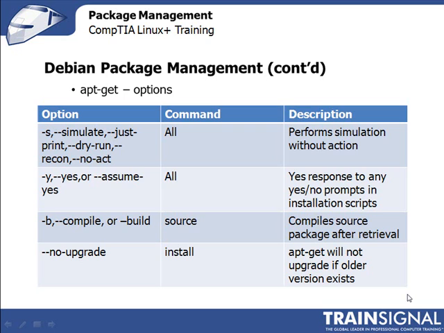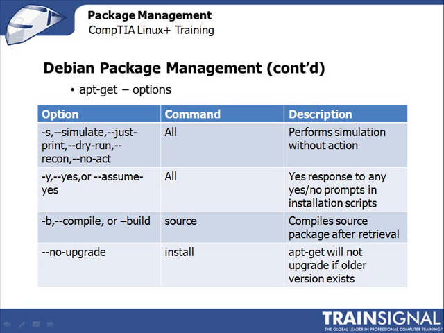The next, -y, -yes, or -assume-yes can also be used with all commands, and that just gives a yes response to any yes or no prompts that pop up during an installation script. -b, -compile, or -build compile source package material after retrieving it, and it can be used with the source command. The last one is -no-upgrade, which tells apt-get not to upgrade if an older version exists, and that can be used with the install command.